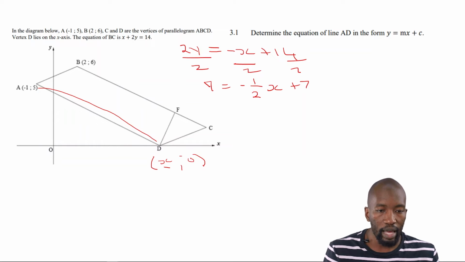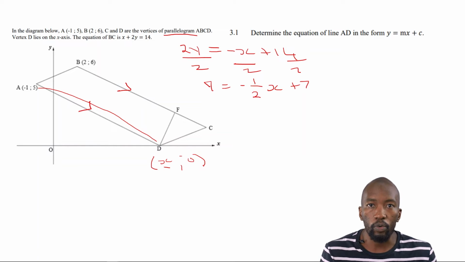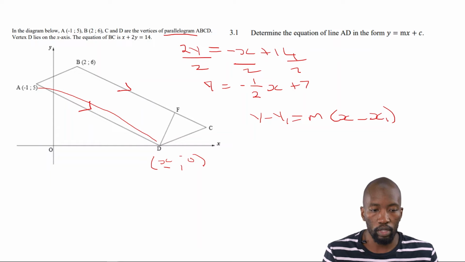Now remember that they said what? This is a parallelogram. This means that this line is parallel to that one. Now it means that their gradients are actually the same or equal to each other. Now let's do this. We can use the equation of a straight line to solve this. So we know the equation of a straight line is y minus y1 is equal to m into x minus x1. Now this will be y minus 5 is equal to the gradient, which is negative 1 over 2 into x minus 1, close the bracket.